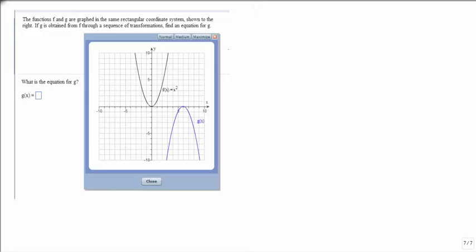So here we have a picture of a graph and its transformation. So this is my parent graph. And if we think about that parent graph, this is just y equals x squared. Well, we can see that there's definitely a reflection going on here. So first of all, I see a reflection. So that's going to give me y equals negative x squared to get started.